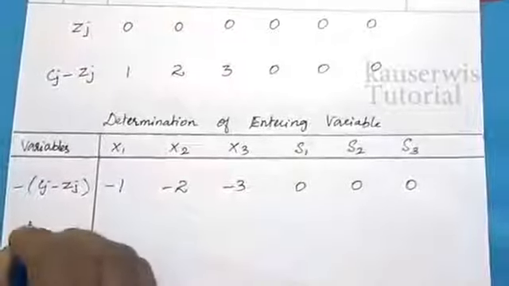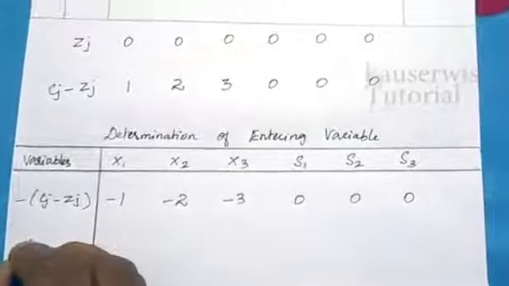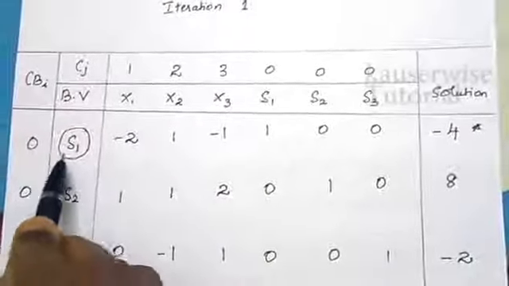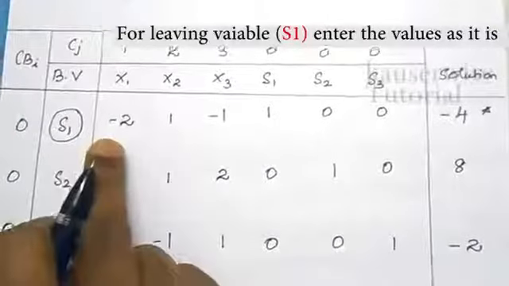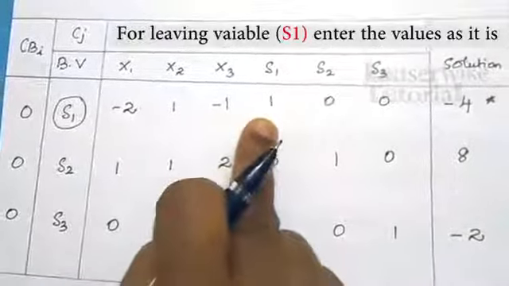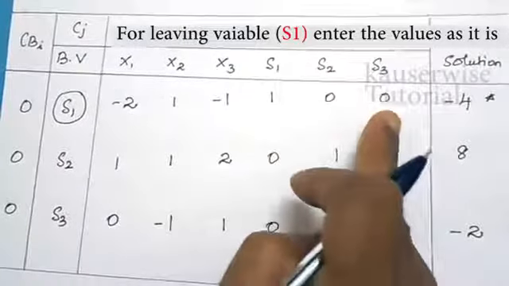Now write the leaving variable. Which one is the leaving variable? S1 is the leaving variable. Just take the values as they are: for X1 minus 2, X2 1, X3 minus 1, S1 1, S2 0, S3 0.